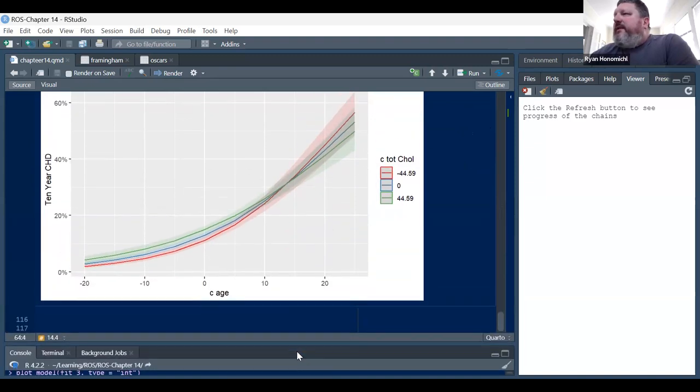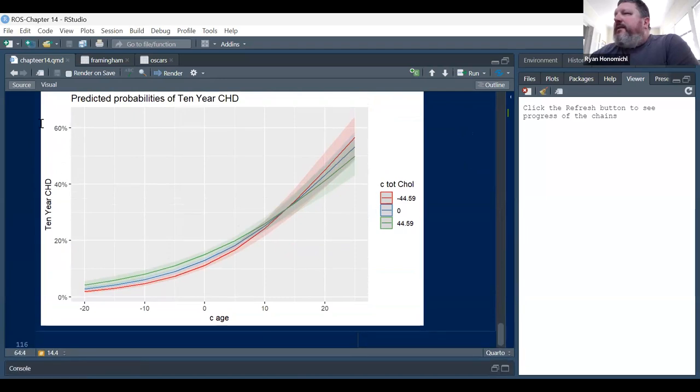By the way, I didn't do this intentionally. This is what the plot model thing did. It took cholesterol and it just created three groupings. Remember, this is centered, so zero is the mean level of cholesterol. So I'm assuming this is really low and this is really high. What's interesting is that the people with really low cholesterol have lower probabilities, but then it crosses at some point, around 15, it looks like, and then people with low cholesterol become higher probability. That just seems weird to me.